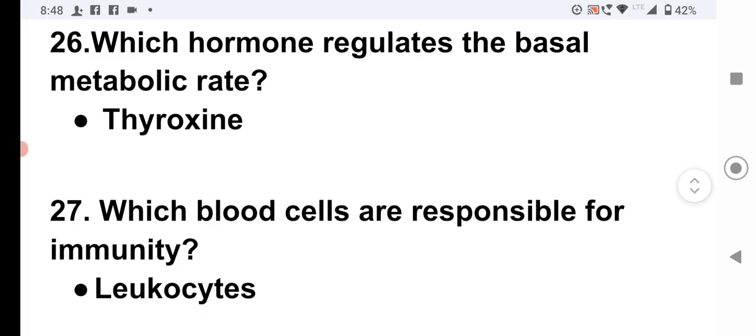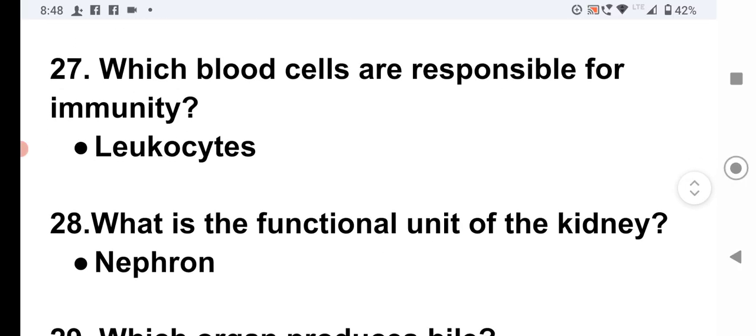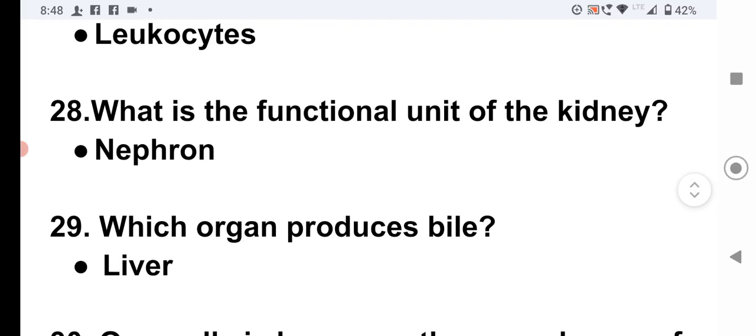Question number 27: which blood cells are responsible for immunity? Leukocytes are the blood cells which are responsible for immunity. Question number 28: what is the functional unit of the kidney? Nephron is the functional unit of the kidney.